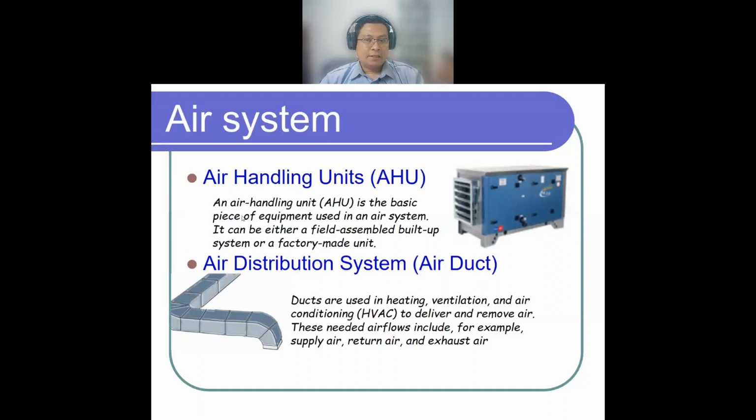Air handling unit. Okay, we go to the inside of the duct system. In the duct system they will provide the AH units there. The AH unit is a basic piece of equipment used in the air system. It can be either a field-assembled, built-up system or a factory-made unit. Sometimes they design it themselves. So mainly they assemble the blower, the coil, and the filter by their own design.